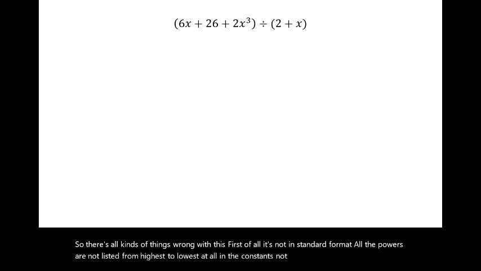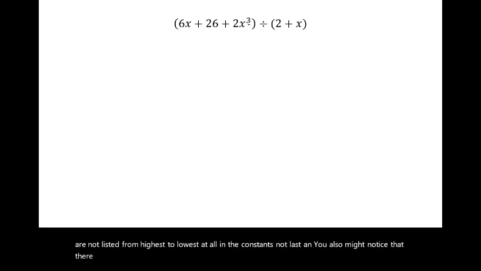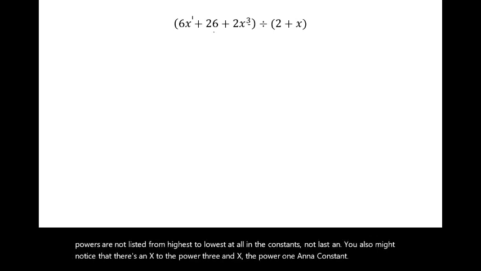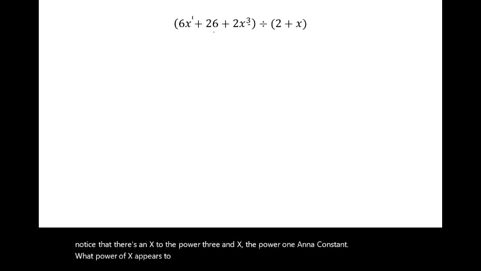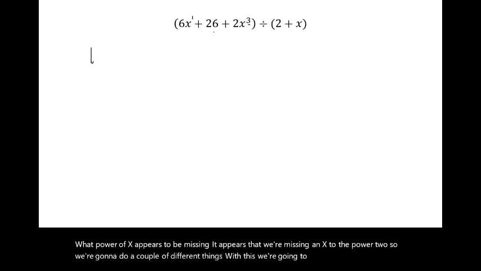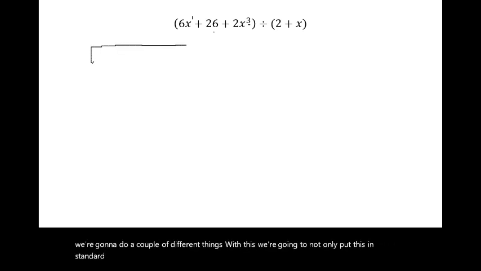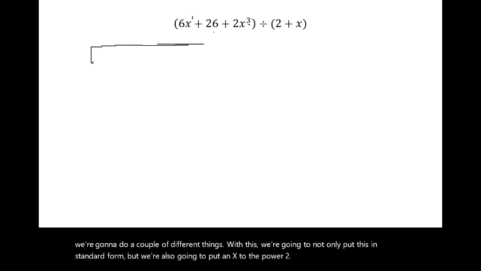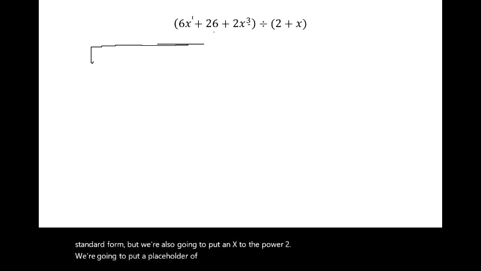And you also might notice that there's an x to the power 3, an x to the power 1, and a constant. What power of x appears to be missing? It appears that we are missing an x to the power 2. So we're going to do a couple of different things with this. We're going to not only put this in standard form, but we are also going to put a placeholder of 0 in for the missing x to the power 2.